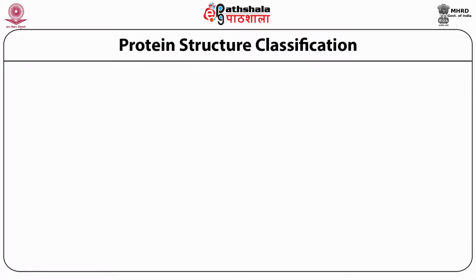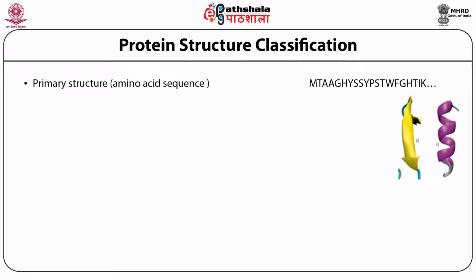Protein structure classification. We already said protein is important, and protein is a polypeptide which folds into a folded conformation, which is the active conformation. Now, protein structure can basically be classified into four: primary structure, secondary structure, tertiary structure and quaternary structure. As you see here, primary structure is nothing but the information about the amino acid sequence: M, T, A, G, H, Y, S, S. This is the amino acid sequence of the given protein.